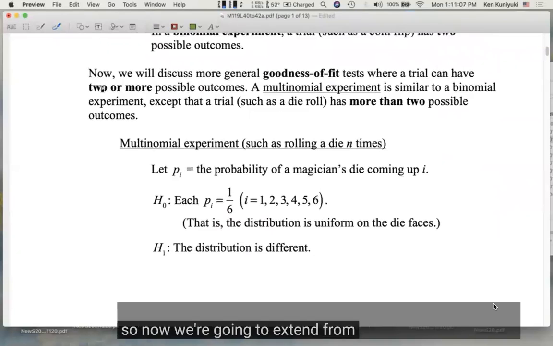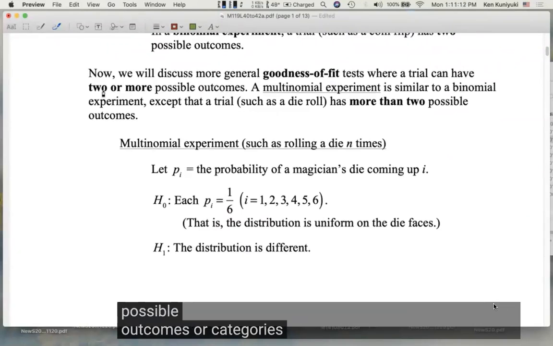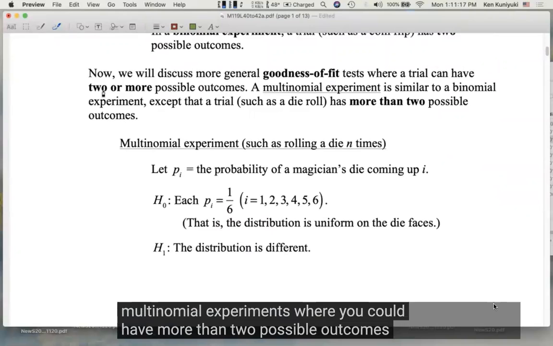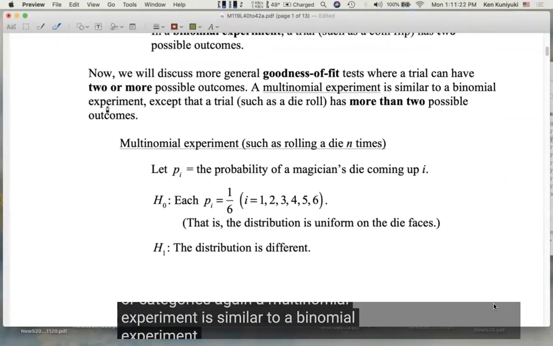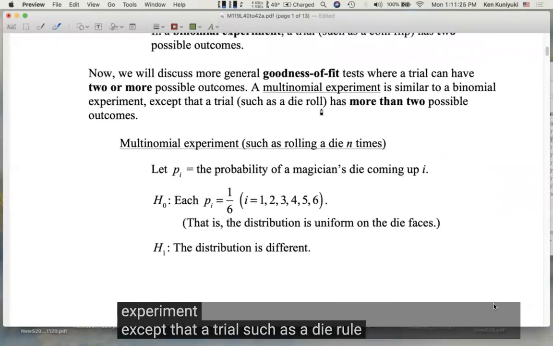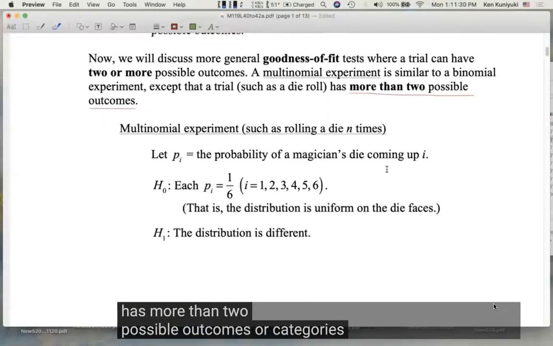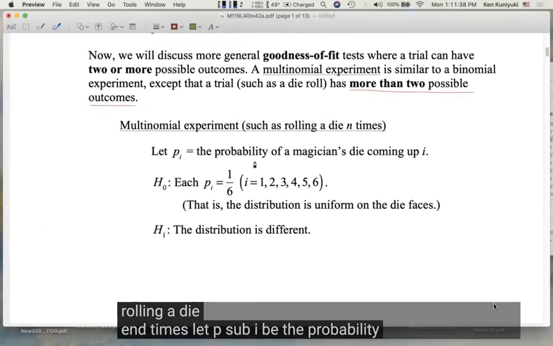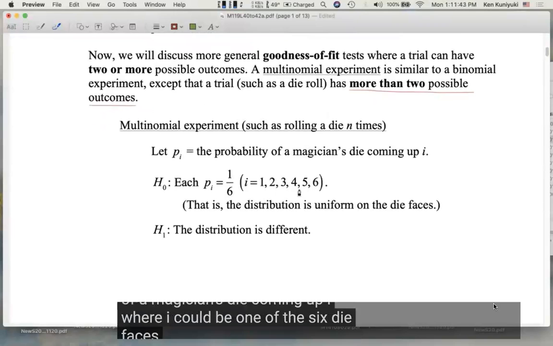So now we're going to extend from a binomial experiment, where you have two possible outcomes or categories, to multinomial experiments, where you could have more than two possible outcomes or categories. Again, a multinomial experiment is similar to a binomial experiment, except that a trial, such as a die roll, has more than two possible outcomes or categories. So in this multinomial experiment, rolling a die n times, let P sub i be the probability of the die coming up i, where i could be one of the 6 die faces.